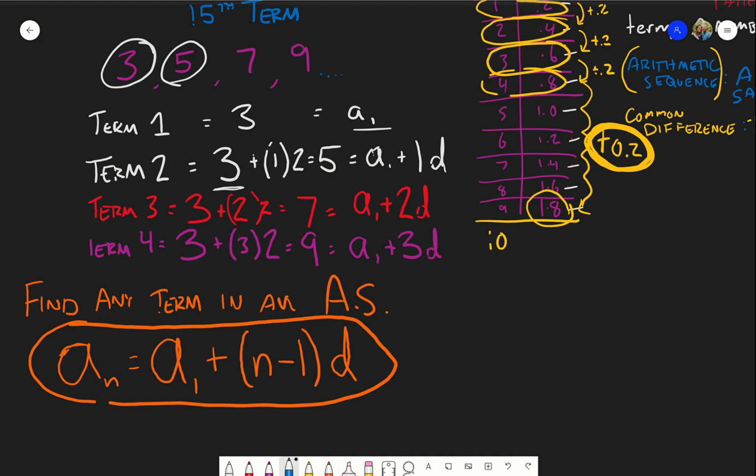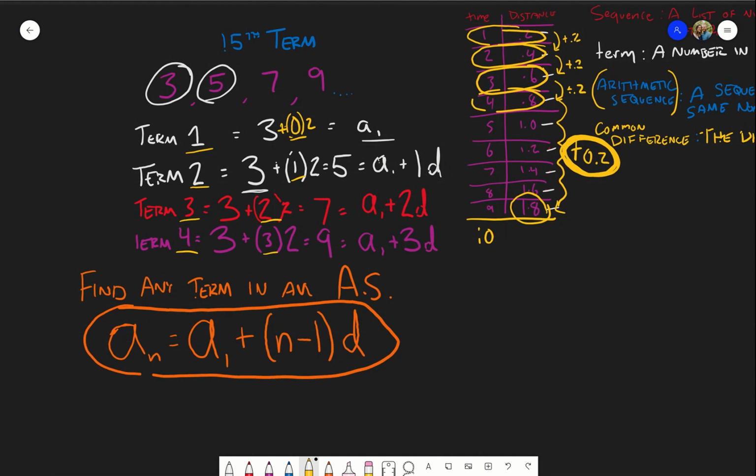If you look back, we have term 4, we timesed our D by 3. Term 3 times it by 2, term 2 times it by 1, and there was none for term 1, but we technically could have said plus 0 times 2. Term 1, our common difference was 0. So every time we want to find a term, we're going to subtract one from that term we're looking for, times it by our common difference, and add it to our starting term.